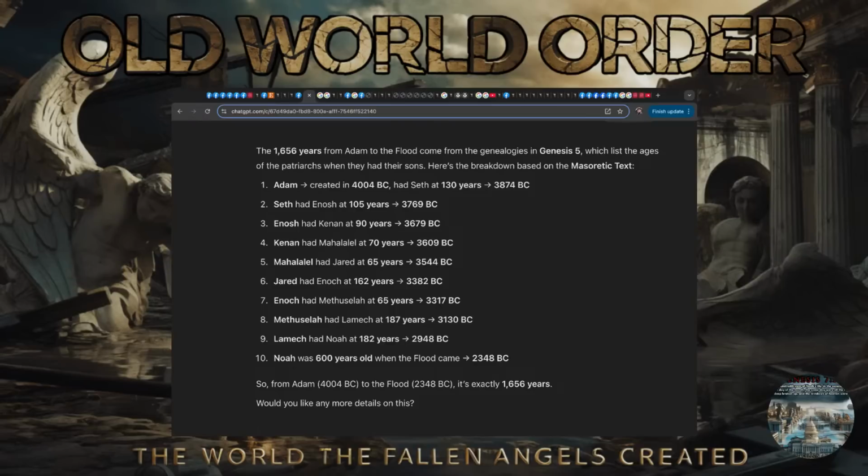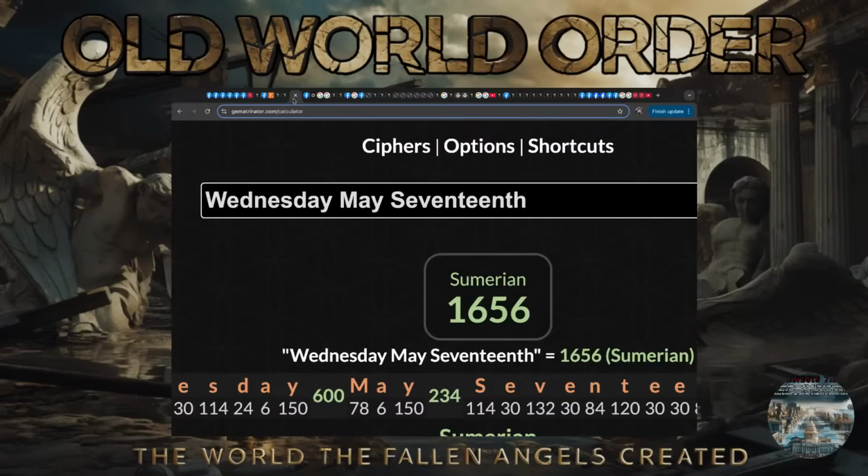The 1656 years from Adam to the flood came from the genealogies in Genesis 5, which list the ages of the patriarchs when they had their sons. Here's the breakdown based on the Masoretic text. So from Adam to the flood, it's exactly 1656 years. So the year of the flood happened in the year 1656. So the day was Wednesday, the month was May, and the date was the 17th.